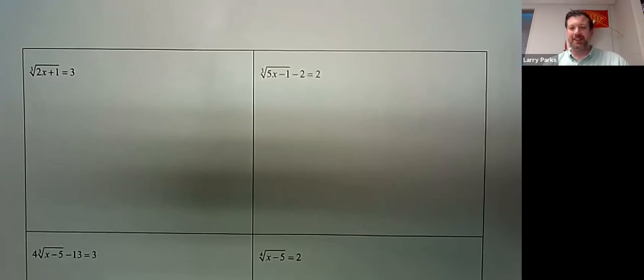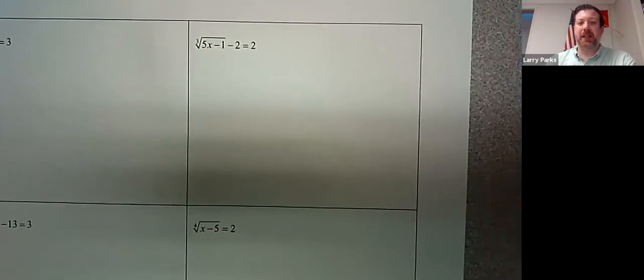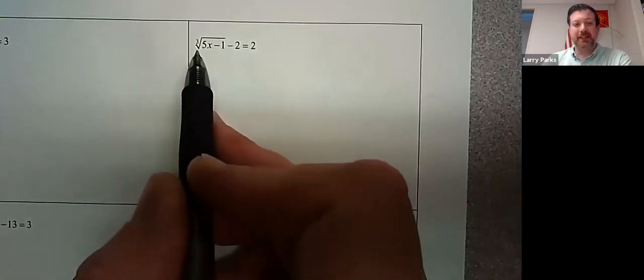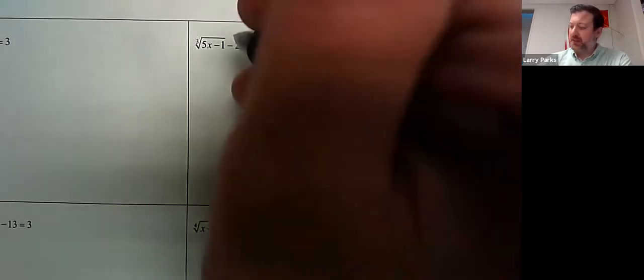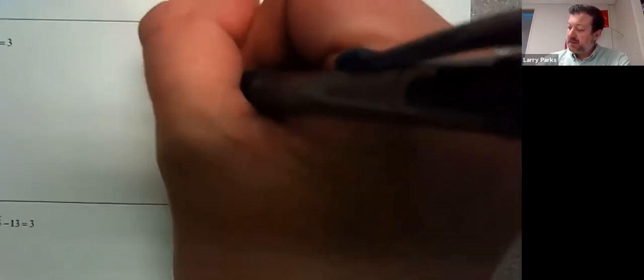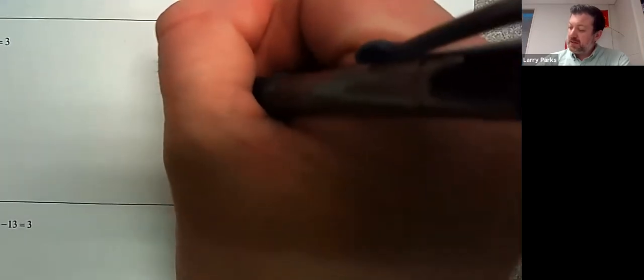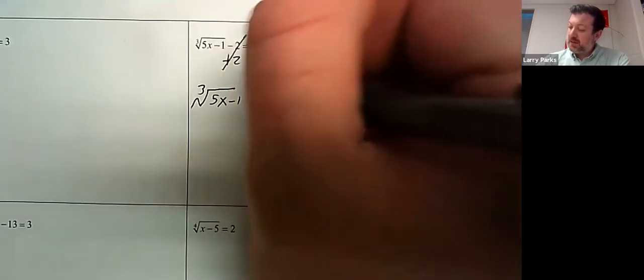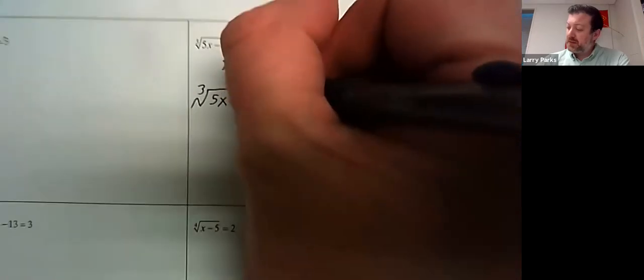All right. So running out of time, so I'm going to pick and choose. Isolate the radical. So I'm going to add 2 to both sides. Two plus 2 is 4.